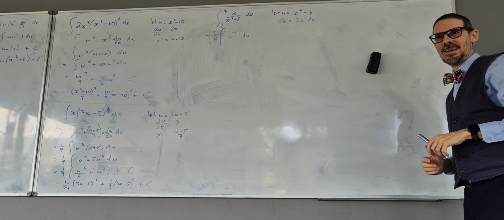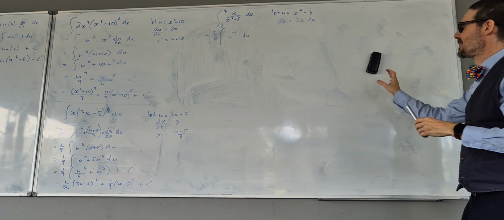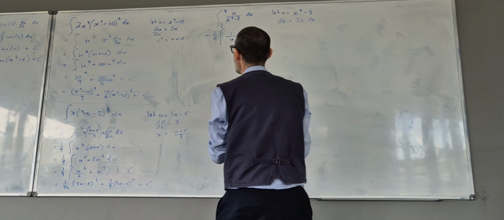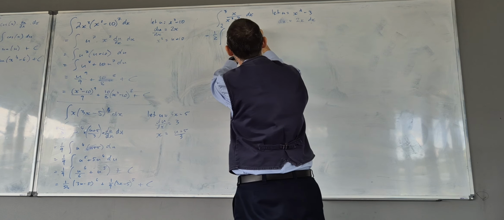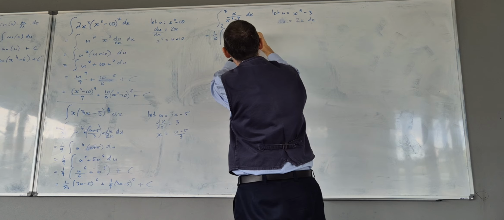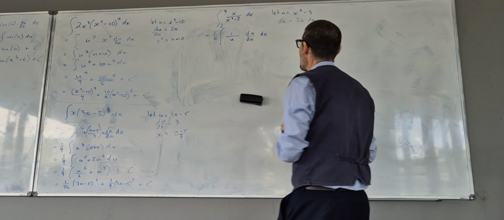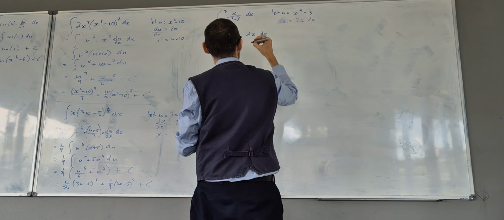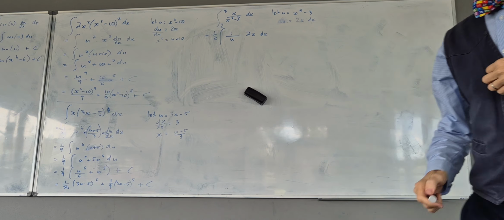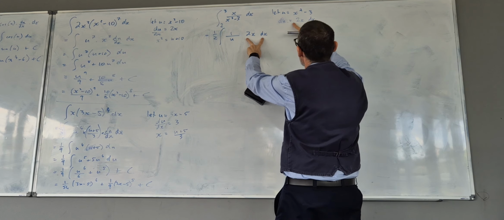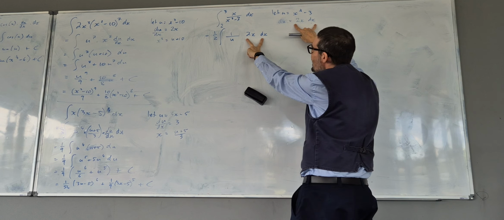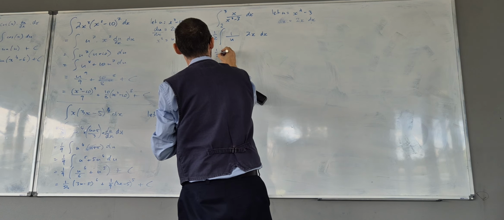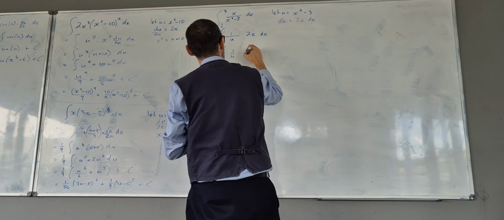Was that too much in one go? Maybe. Okay, sorry. This is 1 over u times du dx if you prefer. Actually, let me write it slightly differently. Let me go 2x dx. Now you can see I can replace that with du. So that is 1/2 1 over u du.